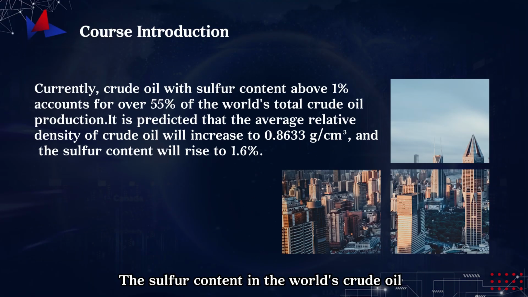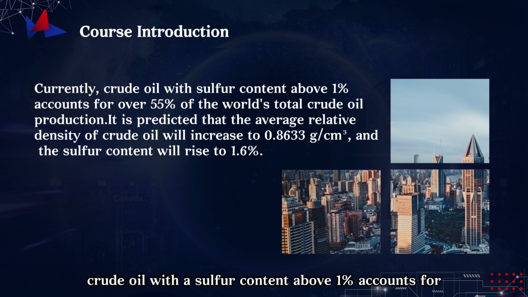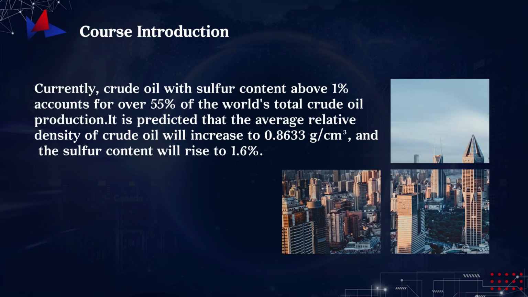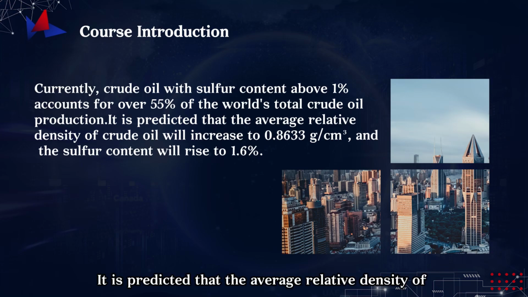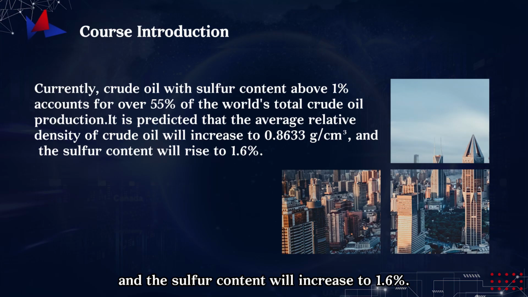The content of our lesson today is the sulfur content in crude oil. The sulfur content in the world's crude oil is continuously increasing. Currently, crude oil with a sulfur content above 1% accounts for more than 55% of the world's total crude oil production. It is predicted that the average relative density of crude oil will rise to 0.8633 g per cubic centimeter, and the sulfur content will increase to 1.6%.